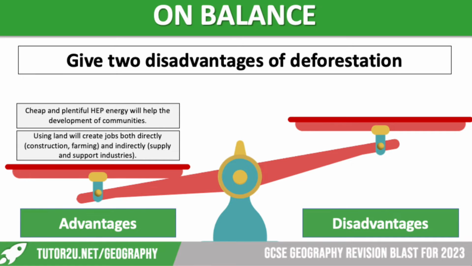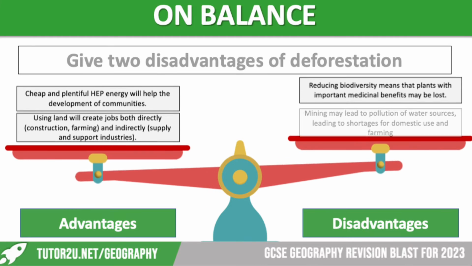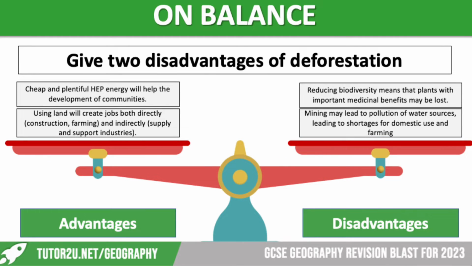Right, let's have a look at some of the potential damage that's done by deforestation. So this time we've got reducing biodiversity, which means that plants with important medicinal benefits may be lost. Mining may lead to pollution of water sources, leading to shortages for domestic use and farming. There are lots of other disadvantages that we're going to talk about in the next few activities. So well done if you got those correct.